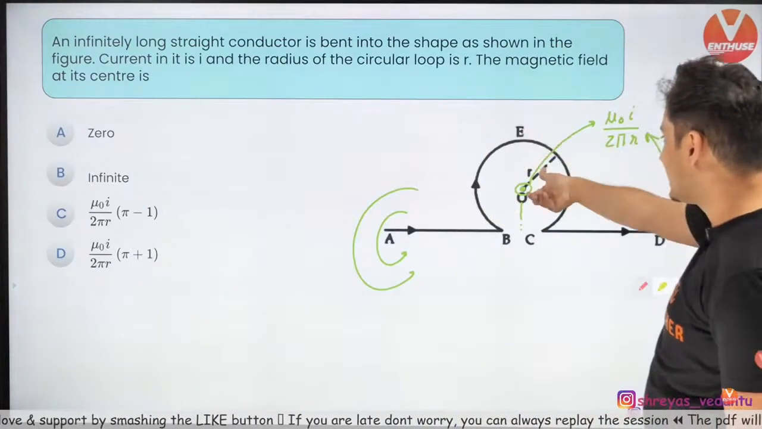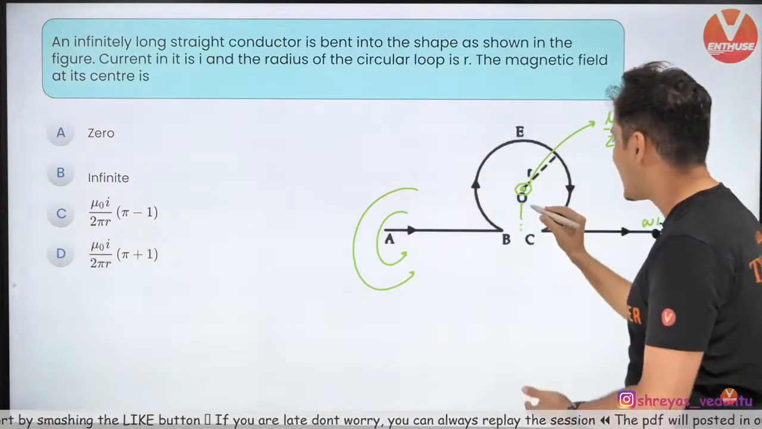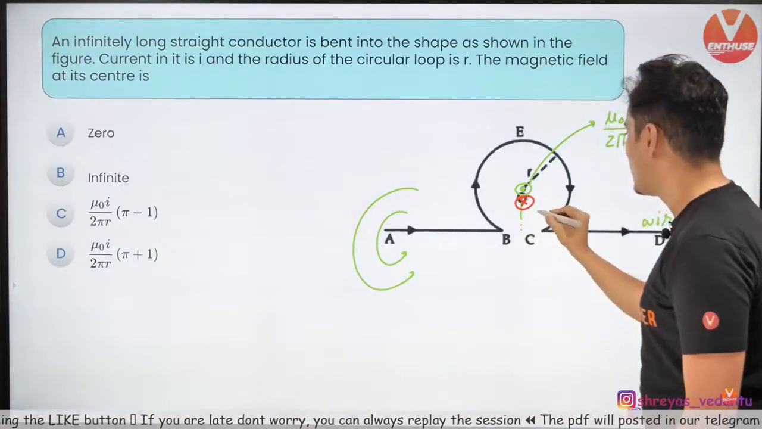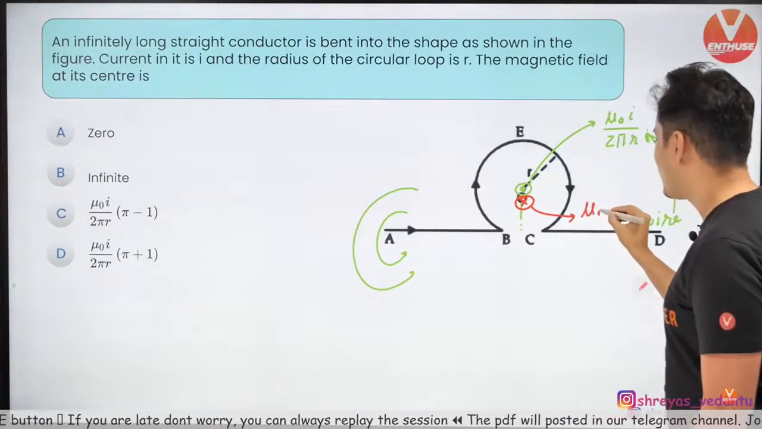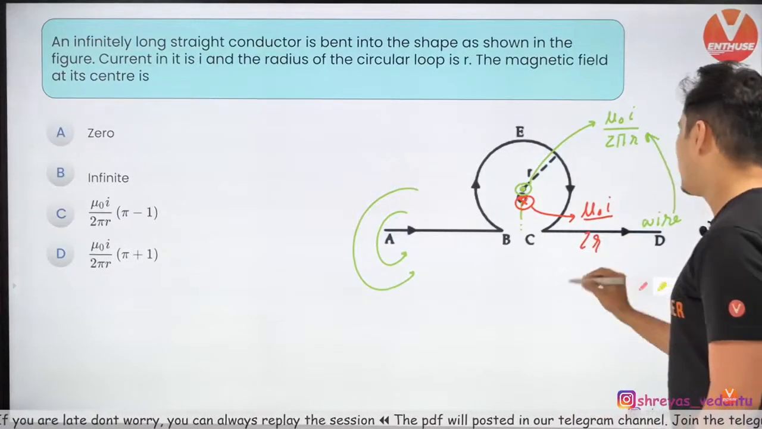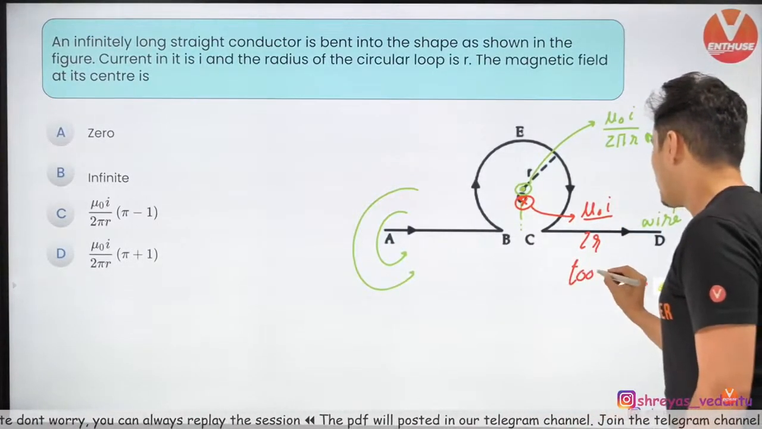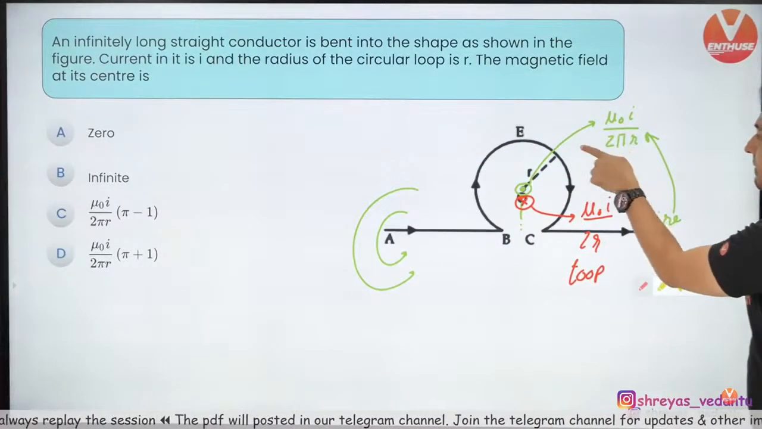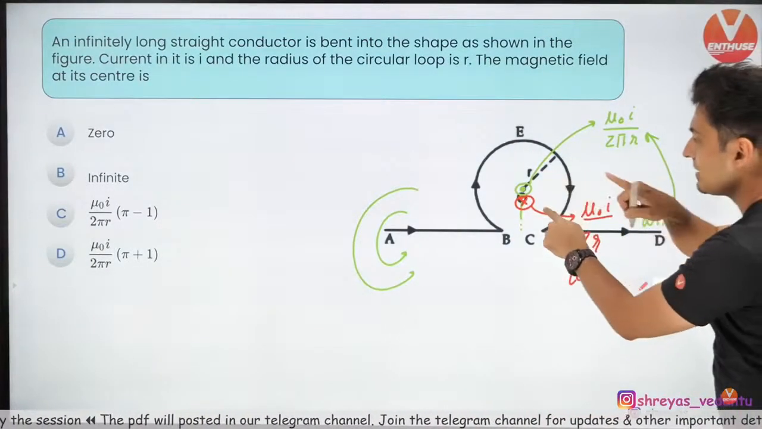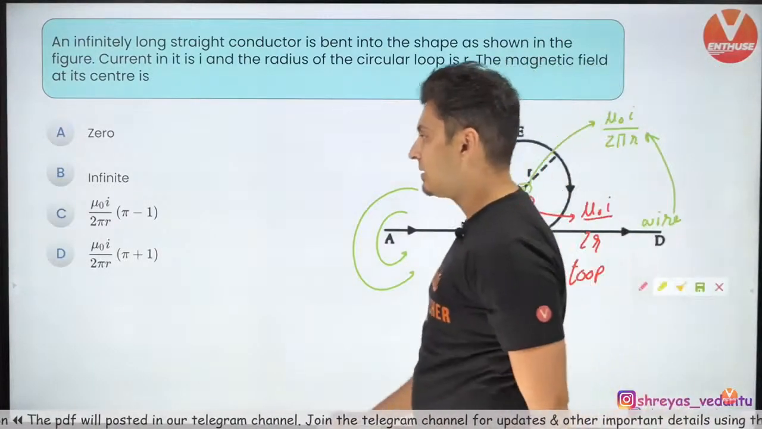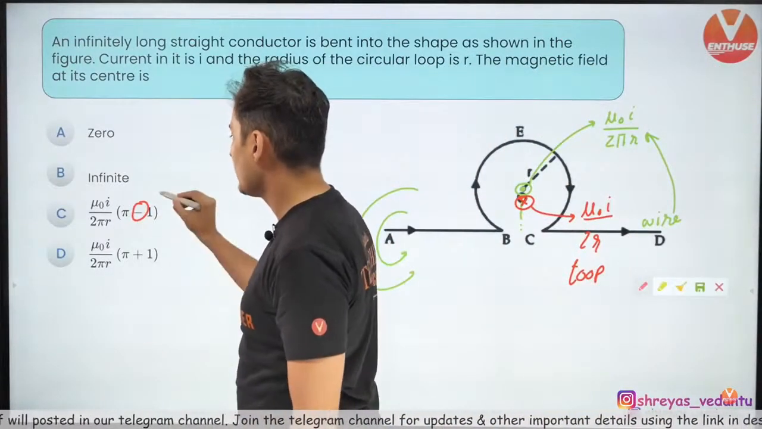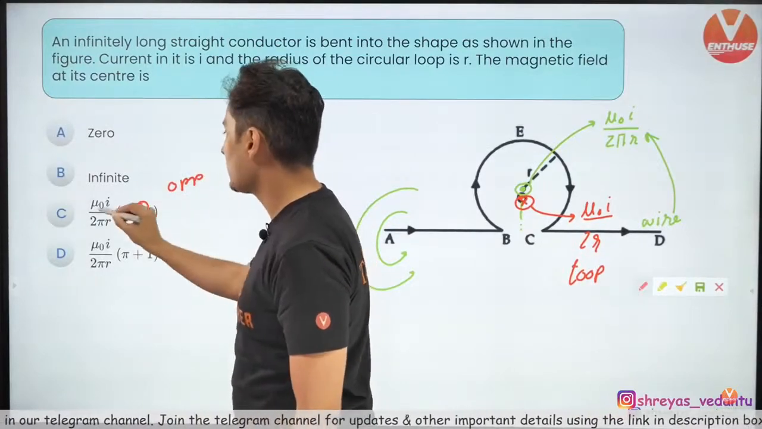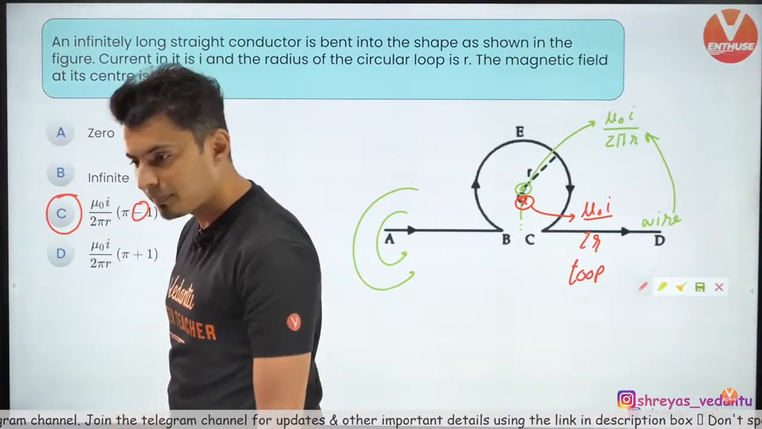But this loop will also produce a field. The current is going like this. So the field is going inside. So there will be a cross. So the field due to that will be just mu naught I by 2r. This is due to the loop. Remember, for a circular loop, there is no pi. For a wire, there is a pi. And you can see one is outside, one is inside. So it should cancel. So I think minus sign should be there because they are opposite to each other. So option C will be correct.